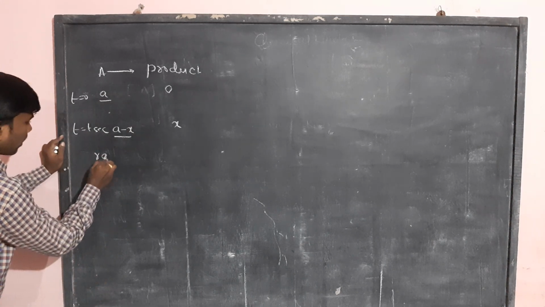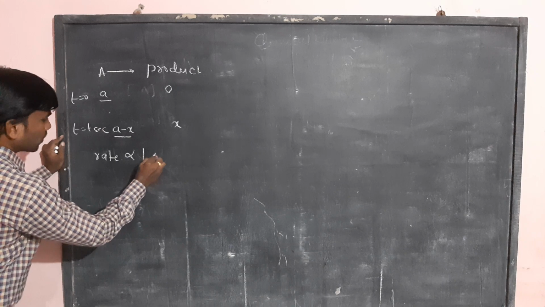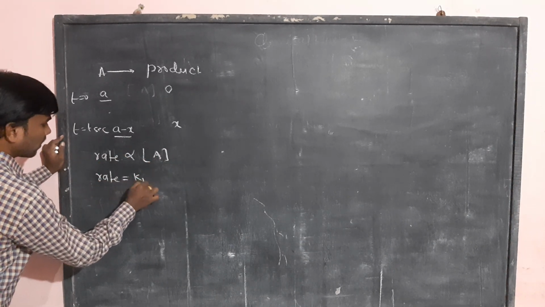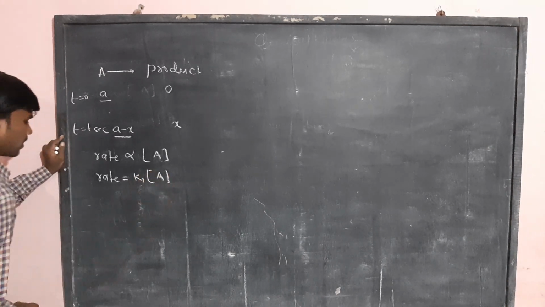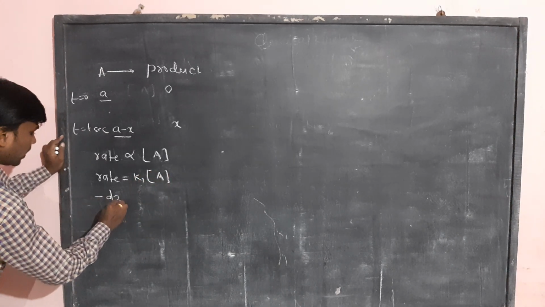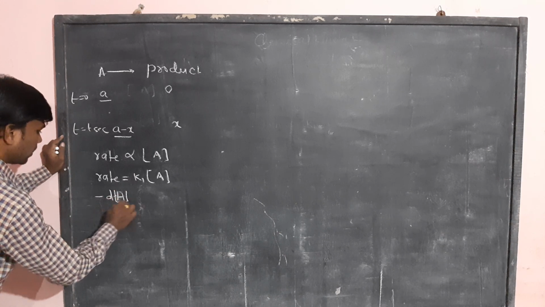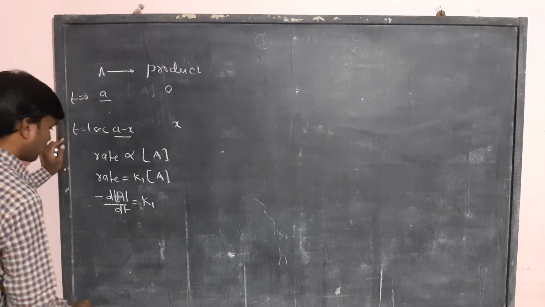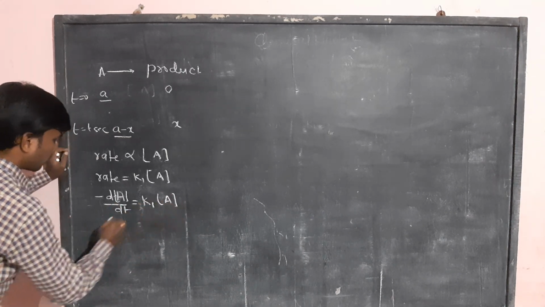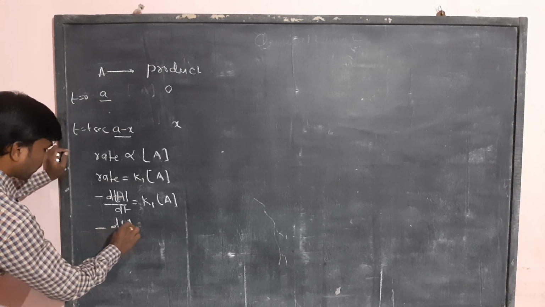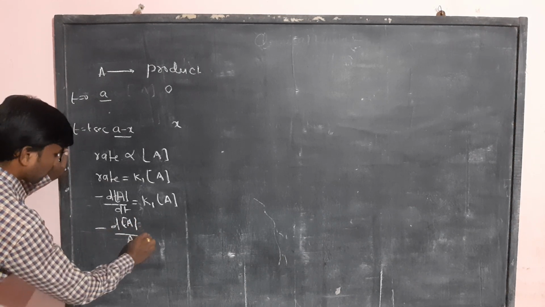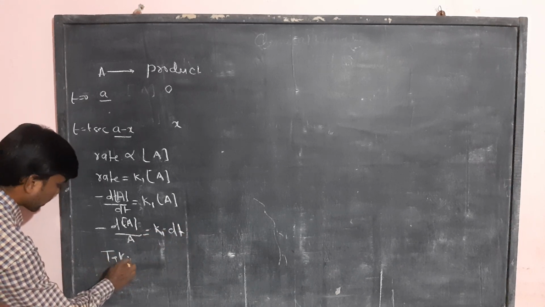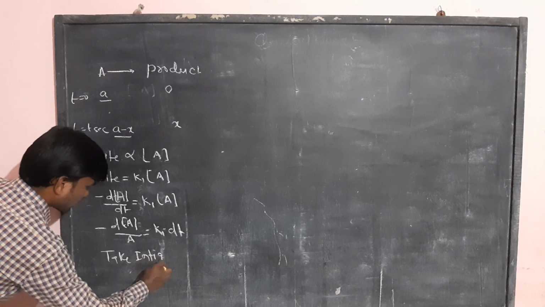So according to the rate law, for first order, rate is directly proportional to concentration of A. To remove the proportionality, rate is equal to K1 into concentration of A. So rate is nothing but minus dA by dt, change in concentration of A with respect to t, is equal to K1 into concentration of A. Then again separation of variables, so dA by A is equal to K1 into dt. So again take integration on both sides.